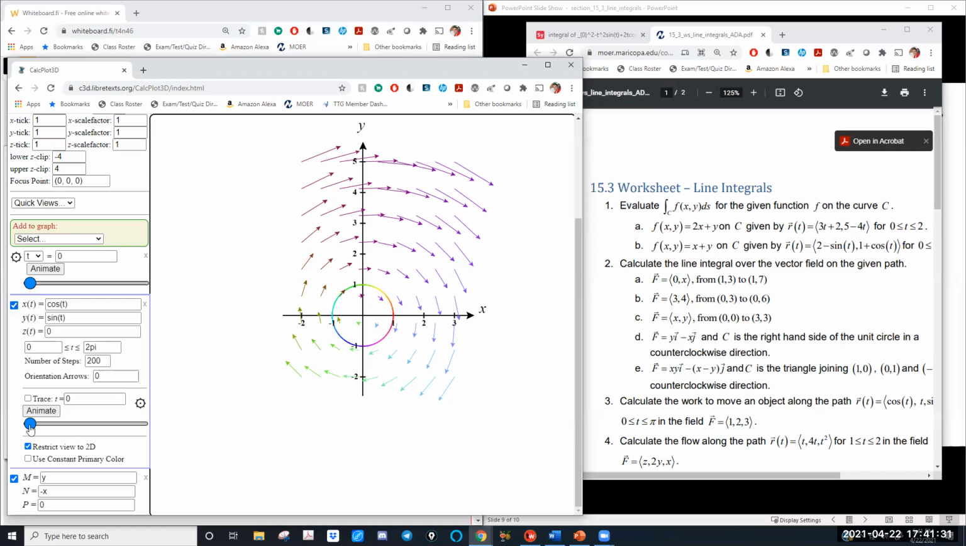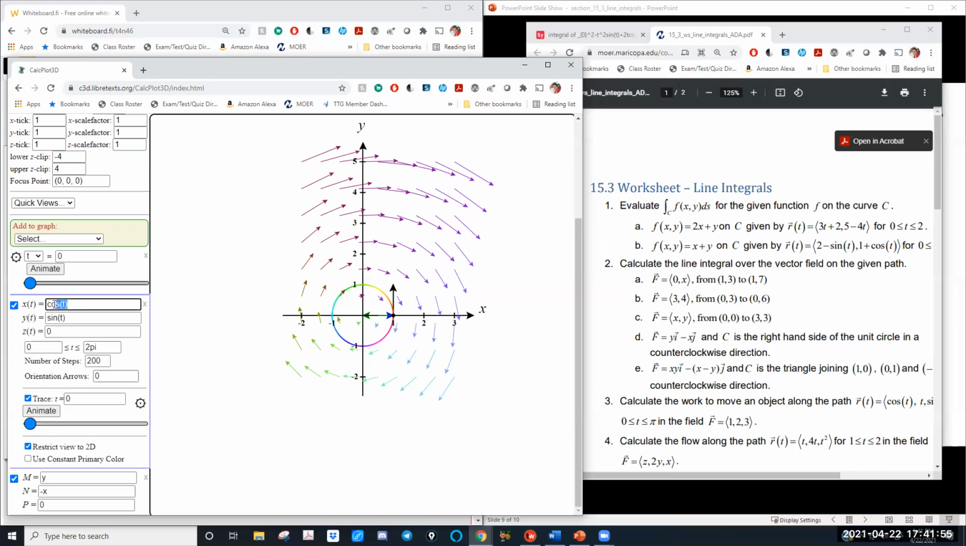All right, so there's our circle. And if you're wondering which direction you're going, just use the animate. So we're going counterclockwise. If I wanted to go clockwise, so if we wanted to go this way, there's a couple different ways to do it. And this is where it's going to take a little bit of playing around. And that's why I'm showing you this.